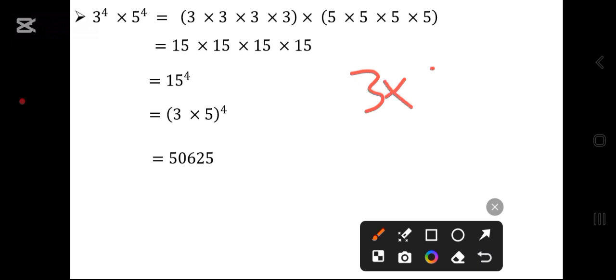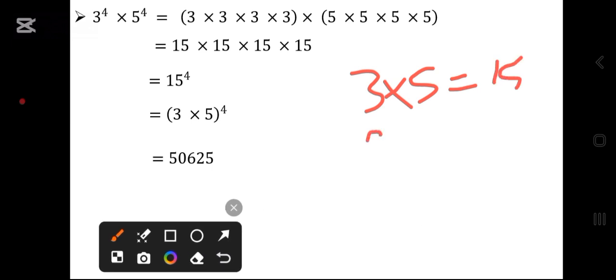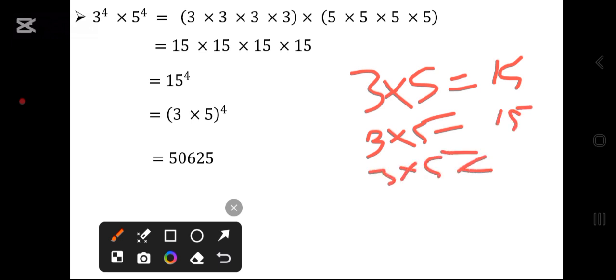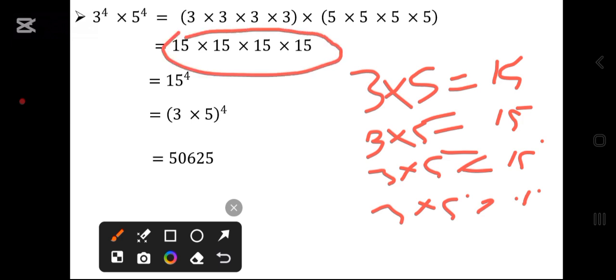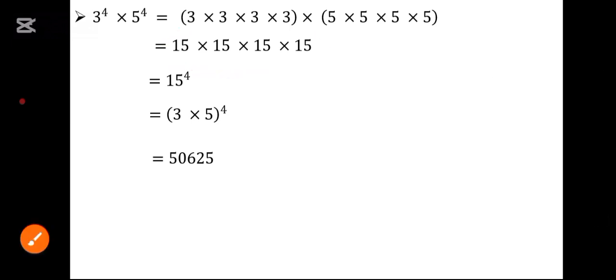3 times 5 gives us 15. 3 times 5 gives you 15. That's how we get 15 in 4 places.